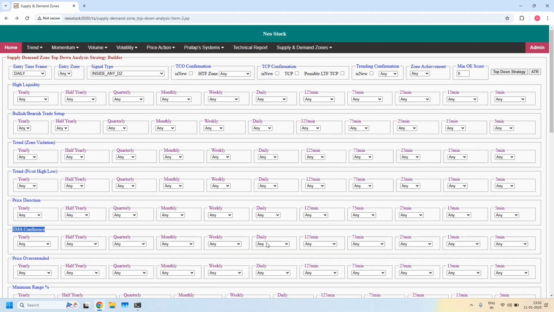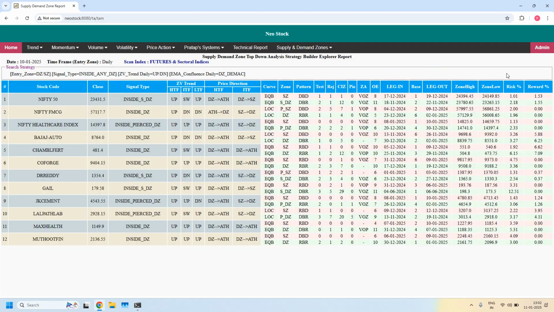In the EMA Confluence, at a daily time frame, I am selecting daily demand zones having daily EMA Confluence. While setting EMA Confluence, the trend should not be sideways on daily time frame. It can be up or down. So let me filter further. See, now the list from 99 stocks has come down to 12 stocks. This includes some of the pierced zones. For some high liquidity zones, it may not be showing as a pierced zone. That you can identify from this PIE column.